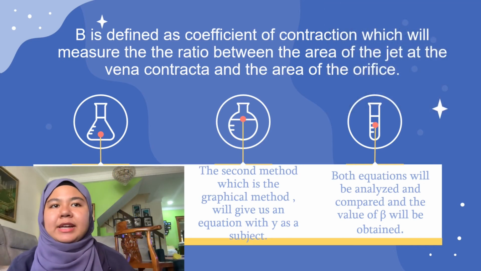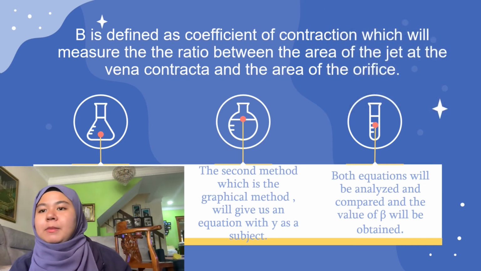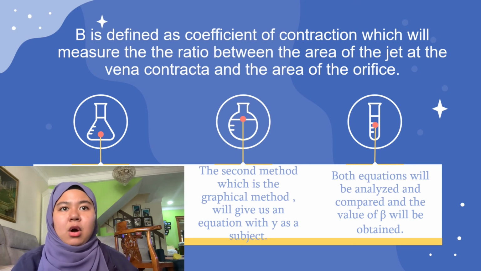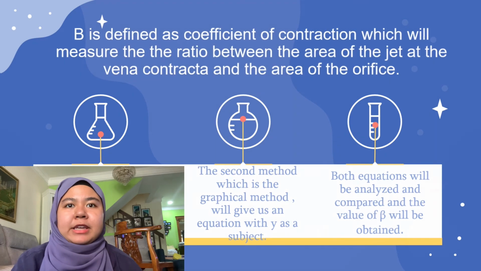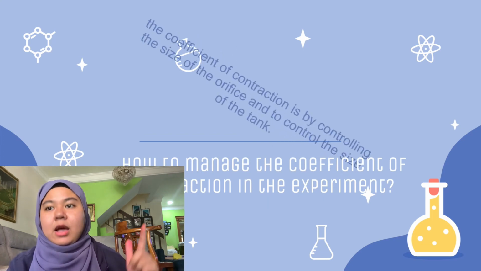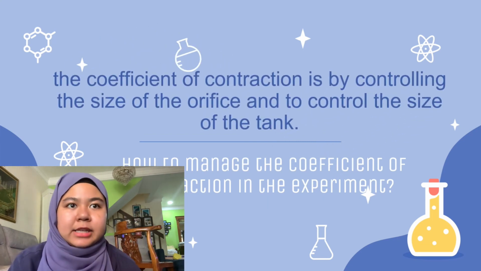B, defined as the coefficient of contraction, measures the ratio of the vena contracta to the area of the orifice. Therefore, it can be seen that the coefficient of contraction can be controlled by controlling the size of the orifice or the size of the tank.